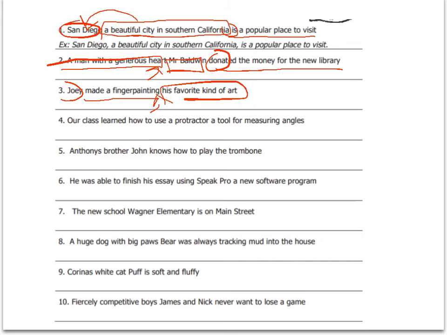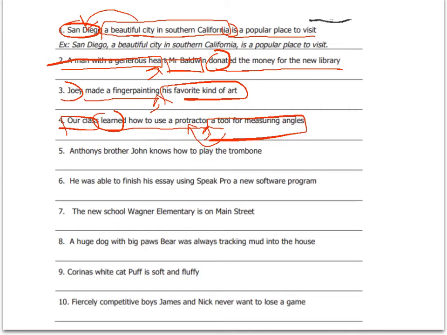Number 4, our class learned how to use a protractor, a tool for measuring angles. The verb is "learned." "Learned how to use a protractor" would be the predicate. "Our class" is the subject. Then "a tool for measuring angles" gives more information and explains what a protractor is. So that's the appositive. We're going to put a comma between "protractor" and "a tool."